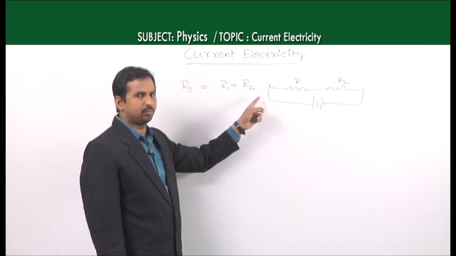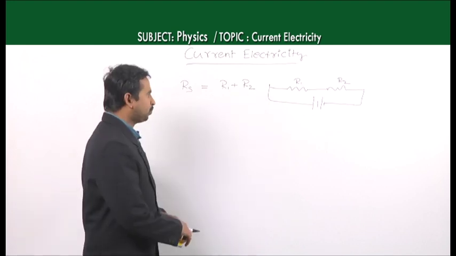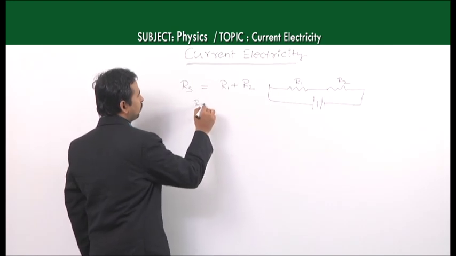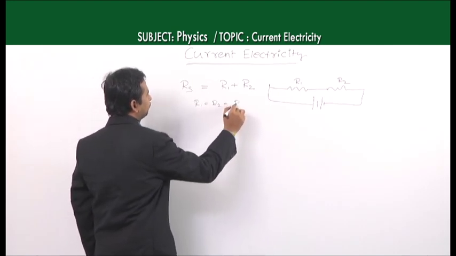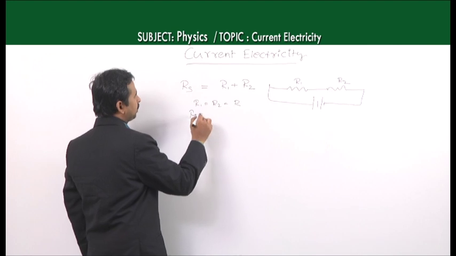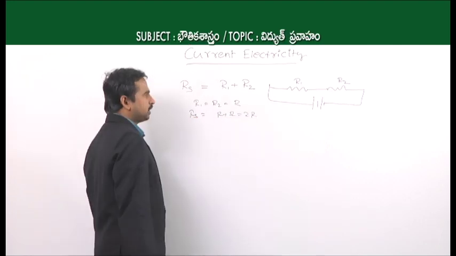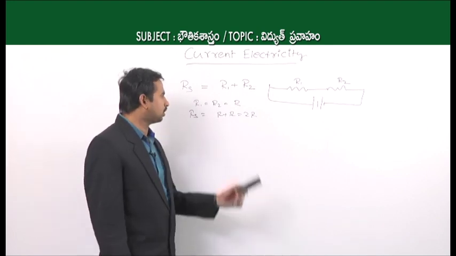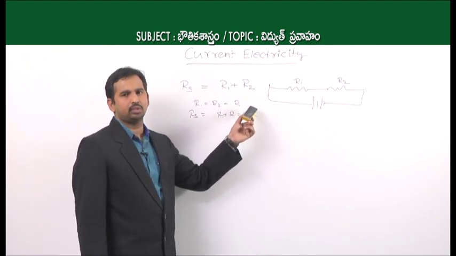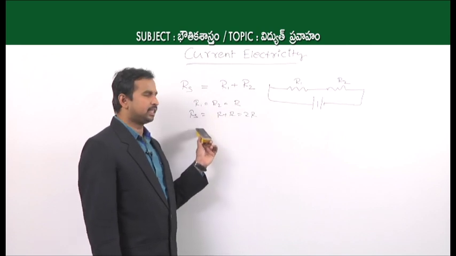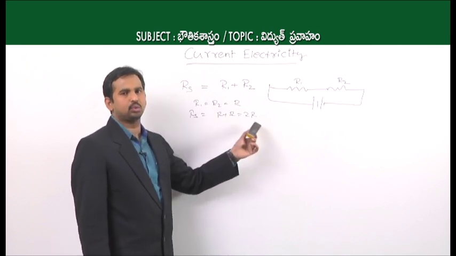resistance R1 plus R2. Suppose R1 is equal to R2 is equal to R, then Rs becomes R plus R, which is 2R. If you are taking the case of two resistances, we got R1 plus R2, and taking each as R, we get the final resistance as 2R.